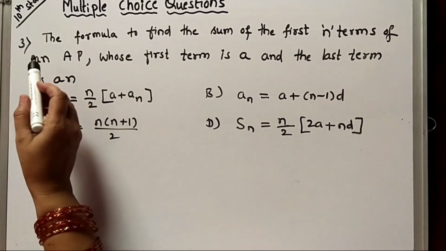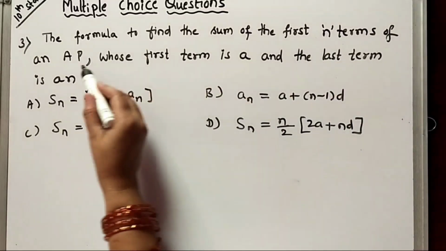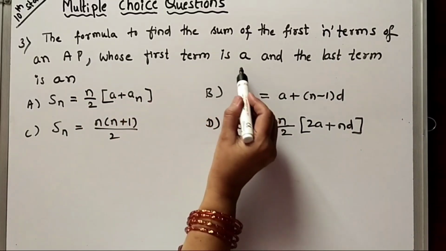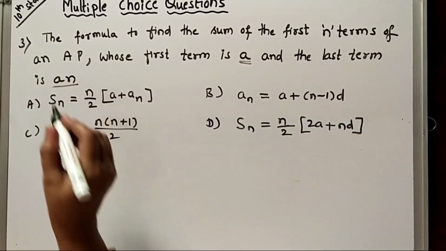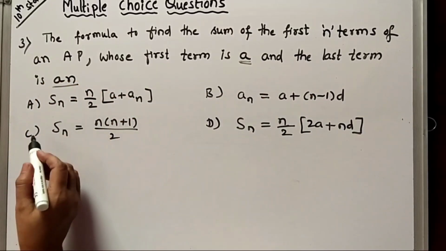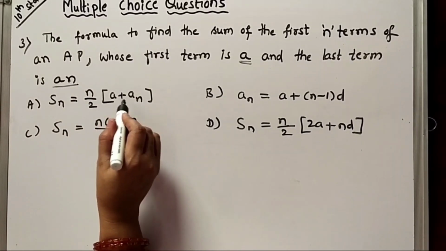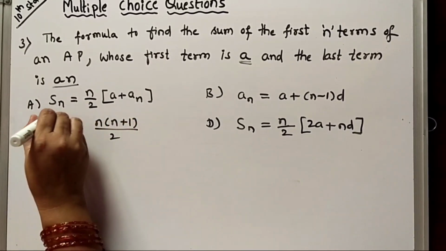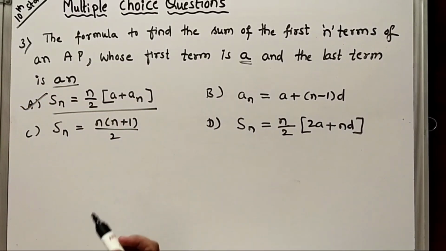Question number 3. The formula to find the sum of the first n terms of an AP whose first term is A and the last term is AN. Last term AN. So Sn is equal to n by 2 bracket A plus AN. This is the formula for that. So it is to find the sum of n terms.